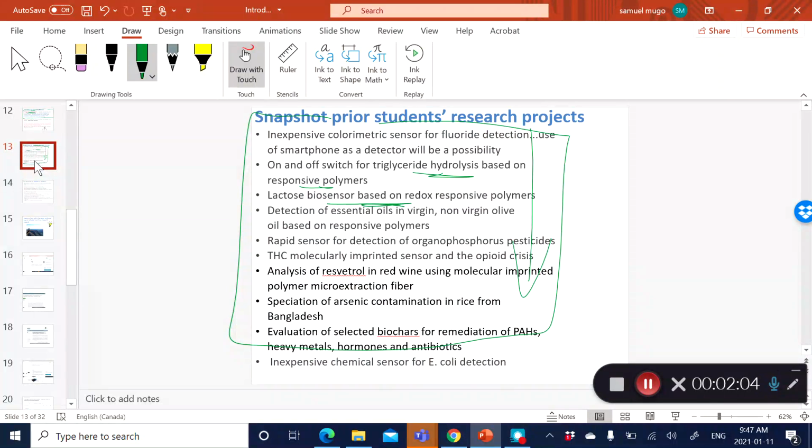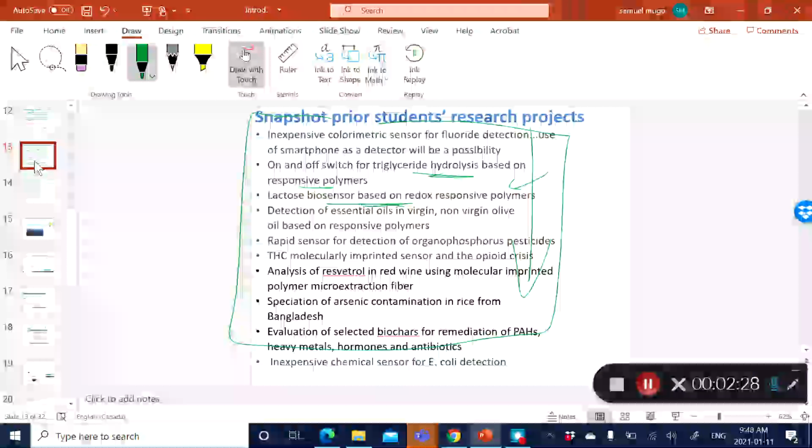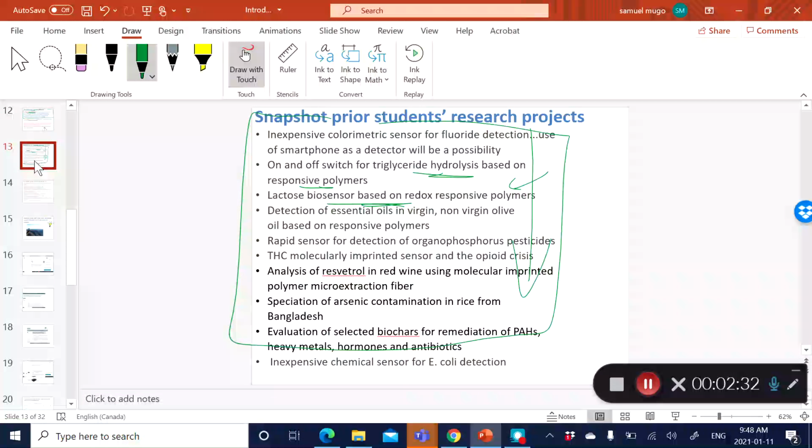Another one, a lactose biosensor, based on the use of redox responsive polymers. Again, students developed the responsive polymers. This is what people call smart polymers that are very selective towards certain types of chemical species based on the way they are tailor-made. And of course, as a mentor, I would help the students towards that end.